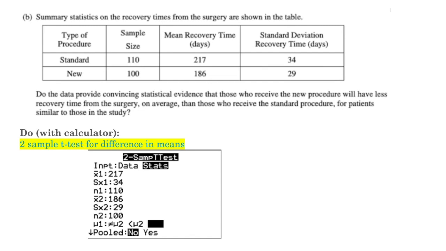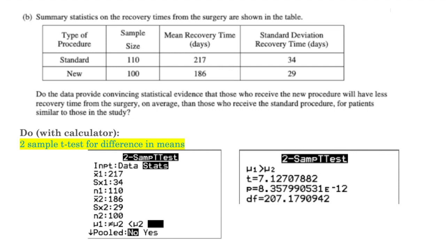Never pool. The only time you would pool the samples is if you knew that the standard deviations were equal in the two populations. But we were not given that. We have no reason to believe that. And you hit enter, and here's what you get. You get a t-score of 7.127. That's exactly what we got when we did it by hand.